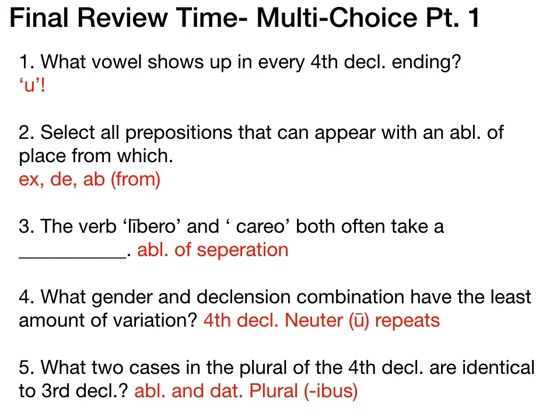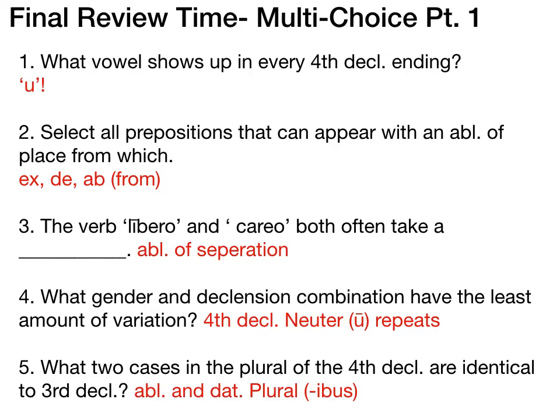So, what vowel shows up in every fourth declension ending? Our brand new and final declension for the year, and that is U, right? Fourth declension is all about the letter U. It shows up in pretty much, no, literally all of, well, I guess not the ablative and dative plural, but anyway, all of them but that pair.